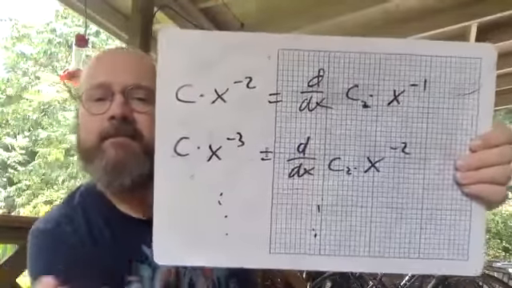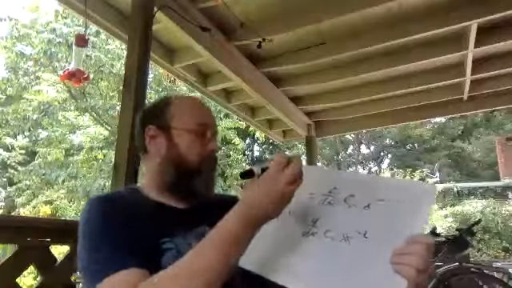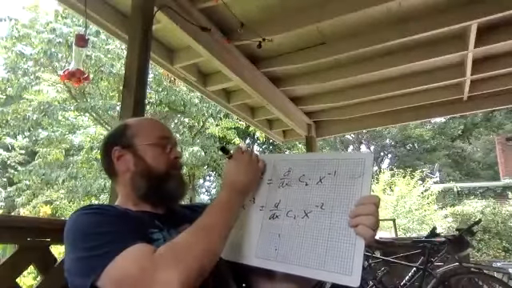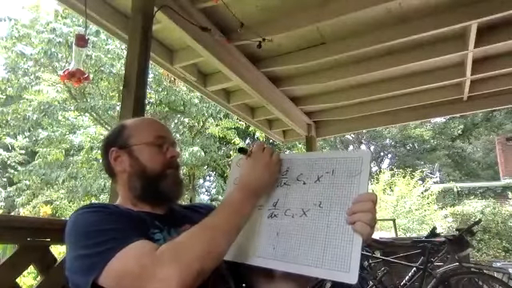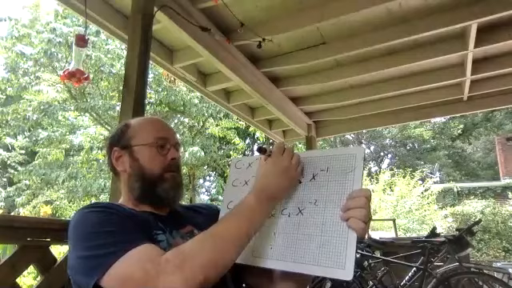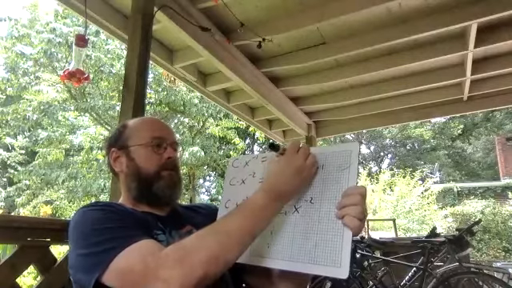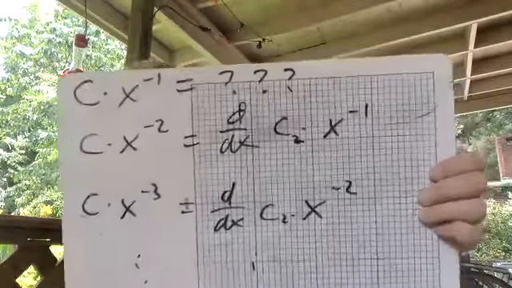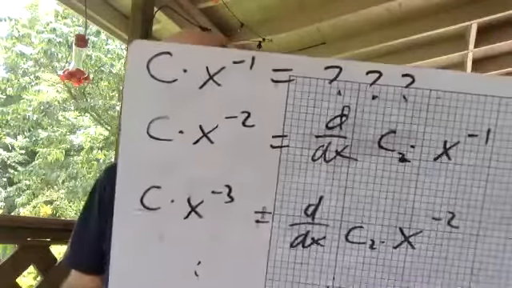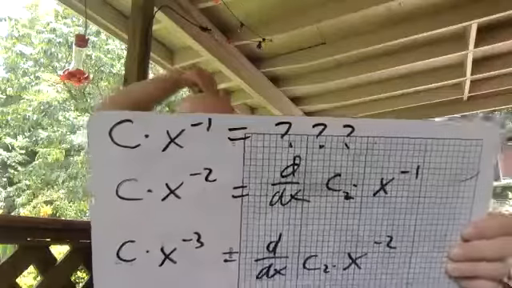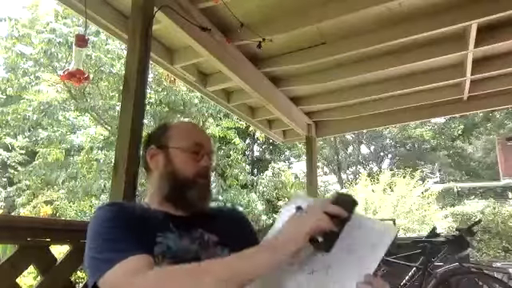Or does it? How does the power rule give us C times x to the minus 1 as a derivative? How does the power rule give us that power? Obviously, it doesn't. We listed all of the powers.